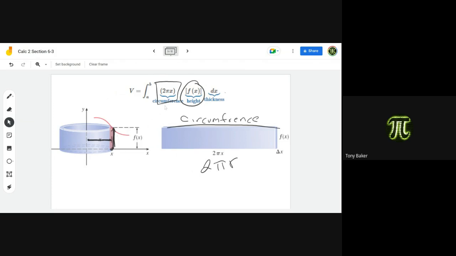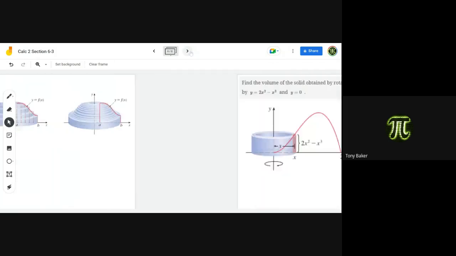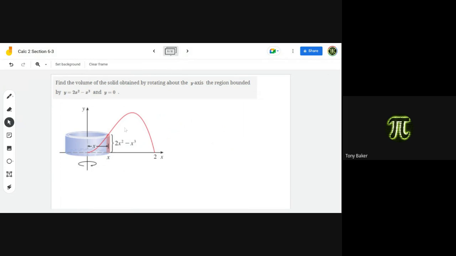So that's basically the two pieces of information we're going to need, very similar to what we did before. We're going to need our radius and we're going to need our function. So on the other one, we just needed our radius and we were able to plug that in. This one, we're going to need our height as well, which is my function situation. All right, so now let's look at that problem that we looked at a minute ago, but using this method.